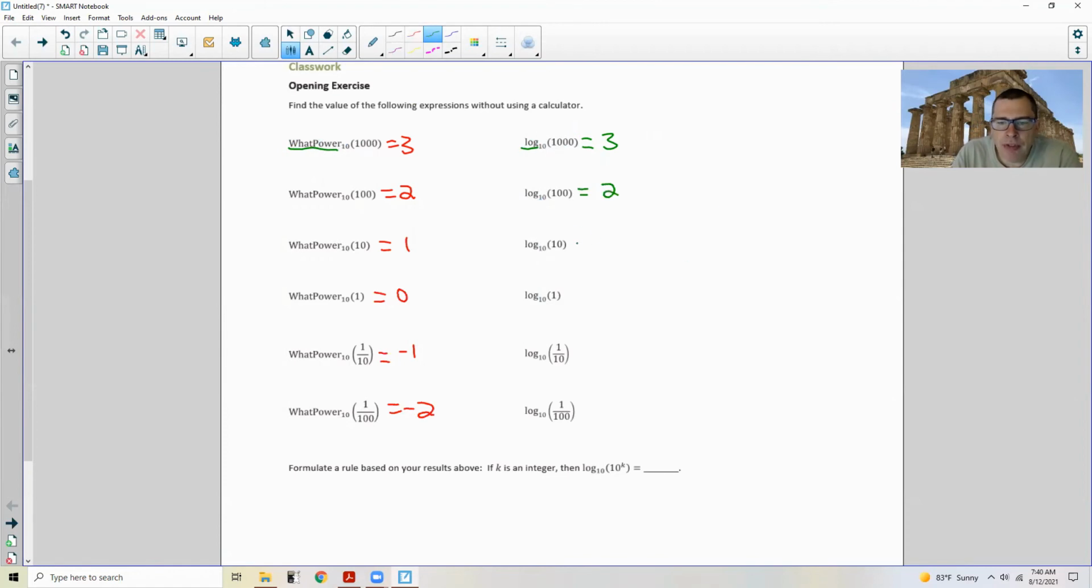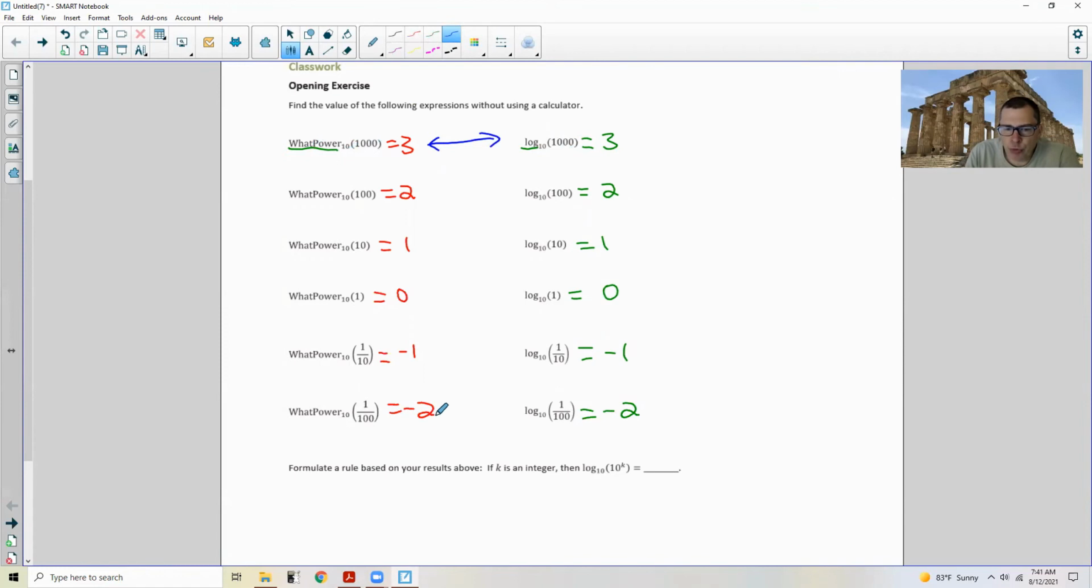The log base 10 of 10 is 1. The log base 10 of 1 is 0. The log base 10 of 1/10 is -1. And the log base 10 of 1/100th is -2. Notice that these are all equivalent. So we're now switching from saying what power of base 10 will give us 1,000, to saying the log base 10 of 1,000 equals 3.